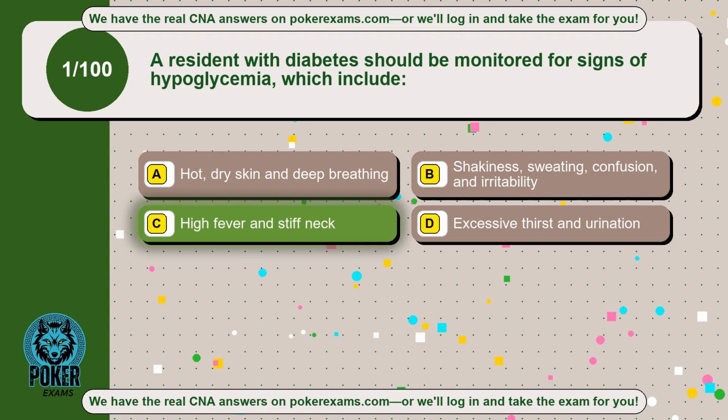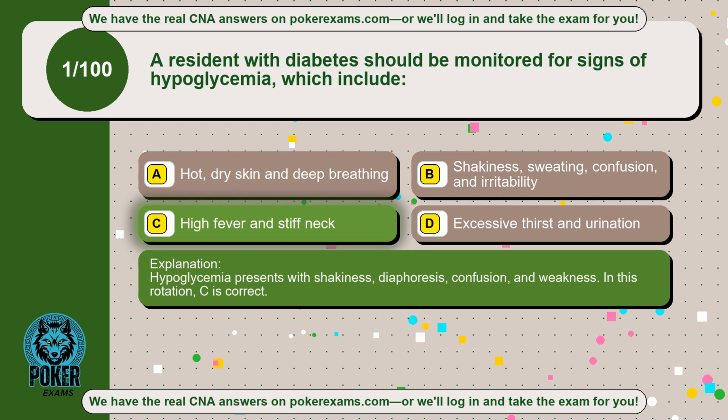The correct answer is option C, high fever and stiff neck. Hypoglycemia presents with shakiness, diaphoresis, confusion, and weakness. In this rotation, C is correct.